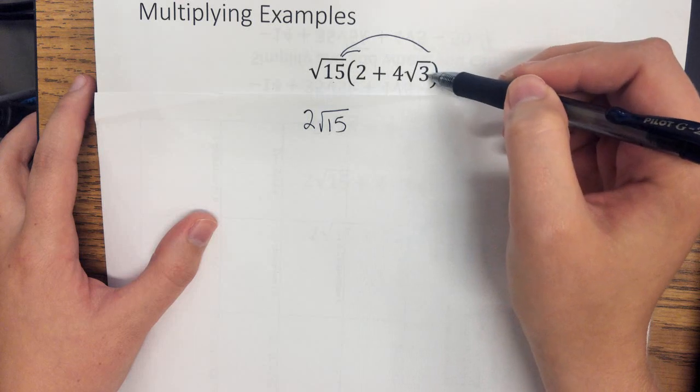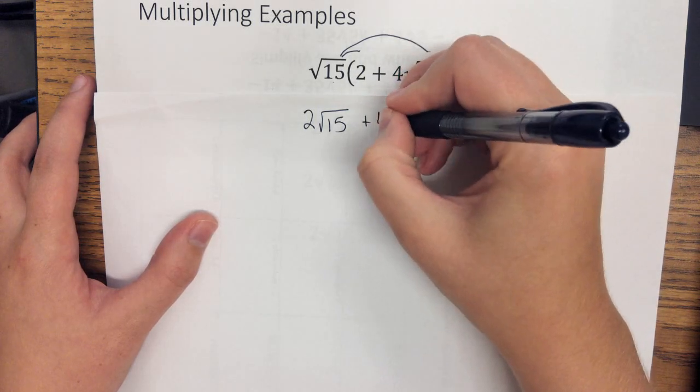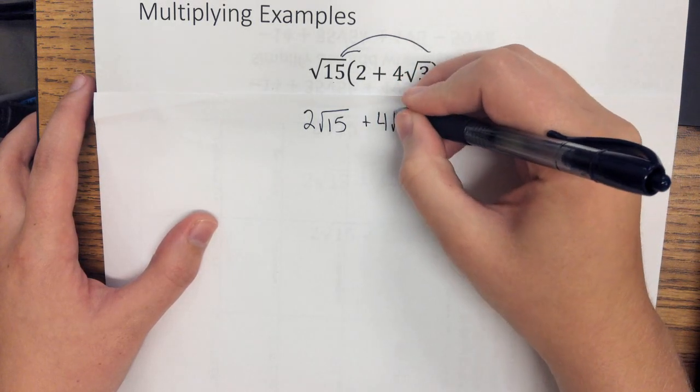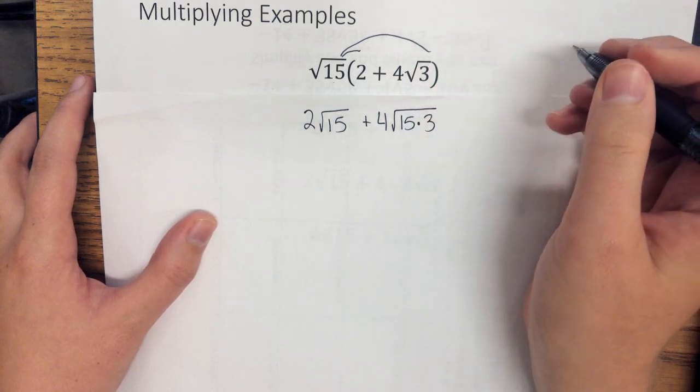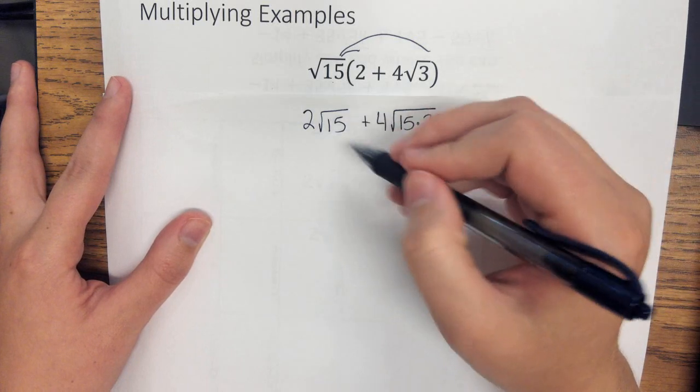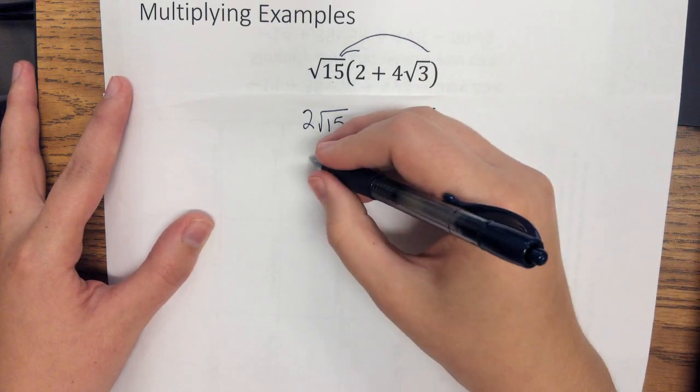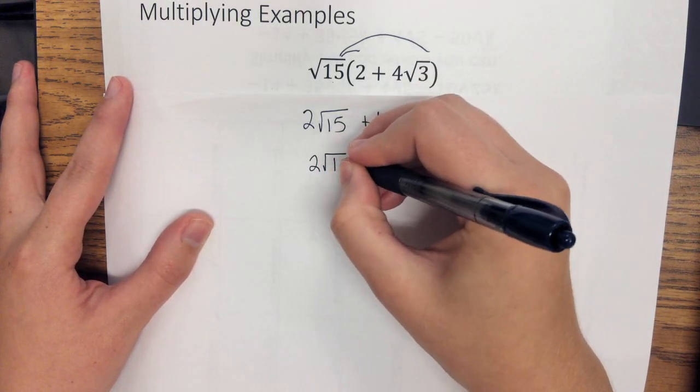Square root of 15 times 4 square root of 3. The 4 will still be on the outside. The 15 and the 3 will both be on the inside. Now we just have to simplify and see if maybe we can add, see if we can get like terms. So this is still a 2 square root of 15.